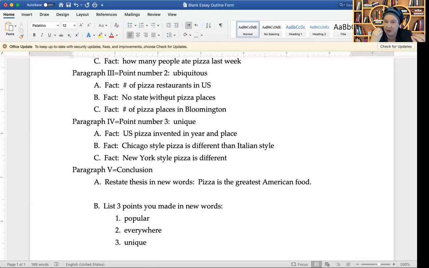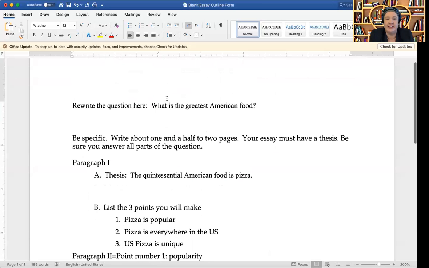You might get 50%. Or if the question asked you about, in our imaginary example, what is the greatest American food? And you spent all this time talking about how poutine is the greatest Canadian food. Okay, poutine is pretty awesome, but it is not an American food. It is off topic. Don't do that. This is a short essay. You don't have time to get off topic.